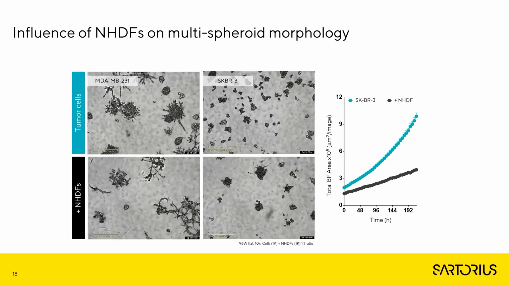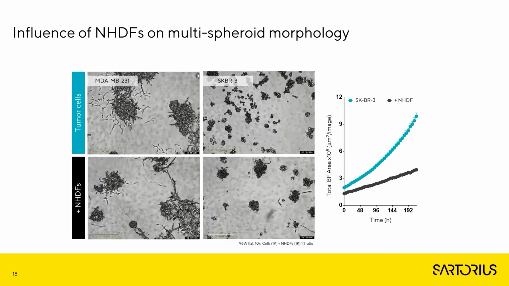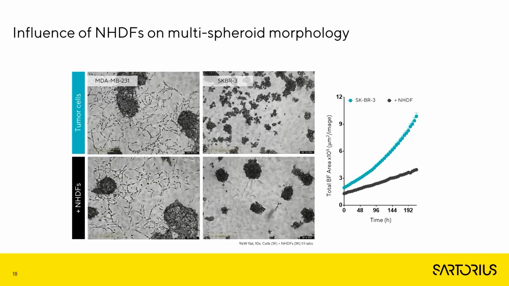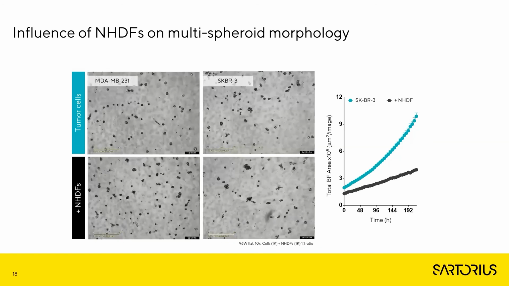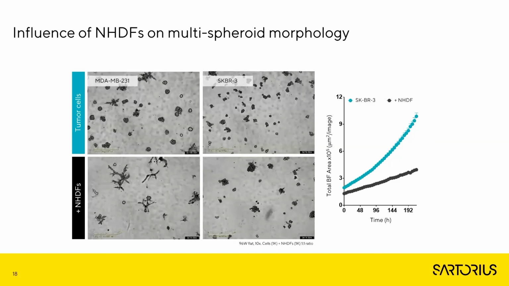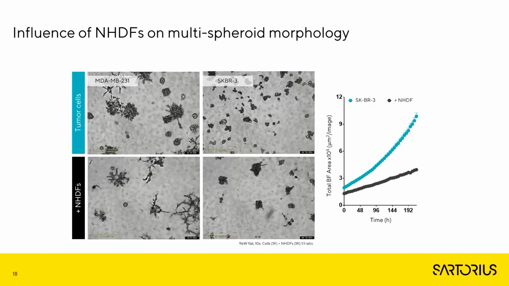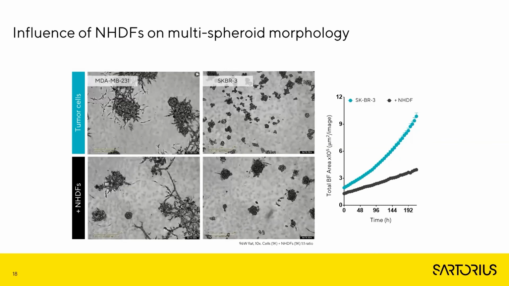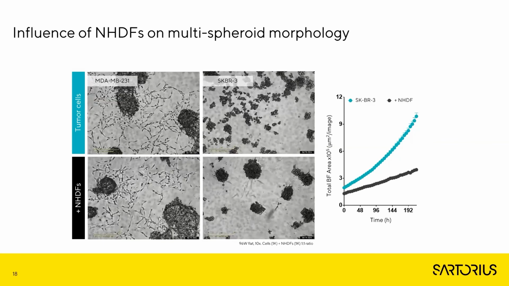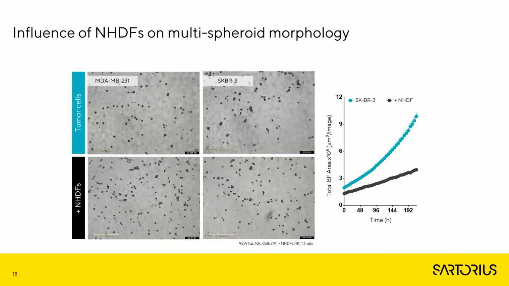From the videos, you can see that the SKBR3 cells only form compact spheroids when co-cultured with fibroblasts. The kinetic quantification of this qualitative assessment, tracking spheroid size, is shown in the time course. Now, looking at the MDAs, they take on a more stellate morphology in the presence of fibroblasts.